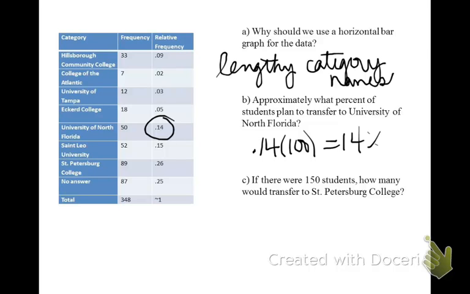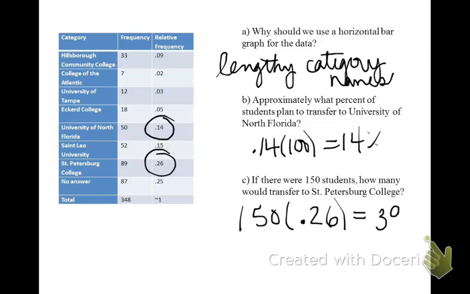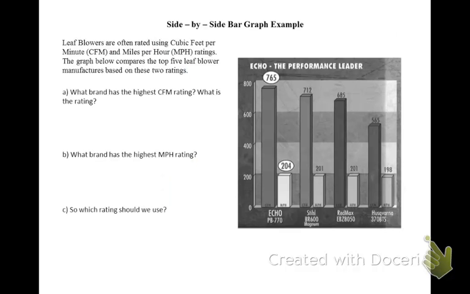If there were 150 students, how many would transfer to St. Pete College? To answer this, take the 150 and multiply it by the relative frequency for St. Pete College, 0.26. This tells us that 39 students would end up transferring to St. Pete College. This is an example of a side-by-side bar graph.